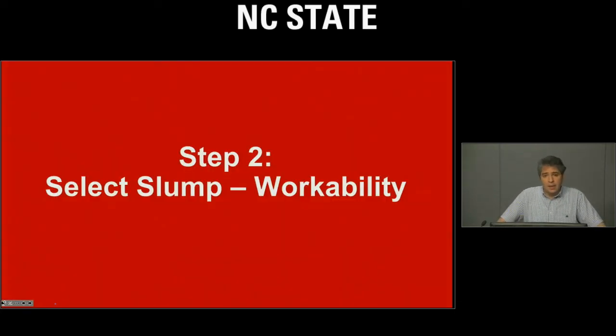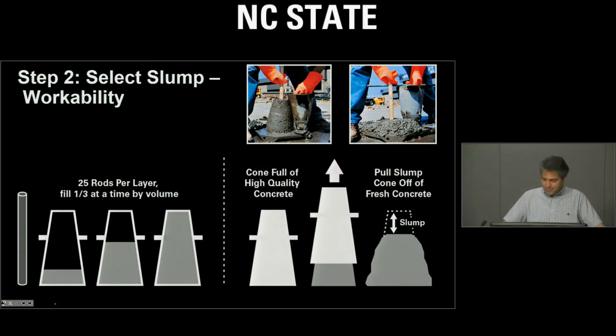Now let's go to step number 2. The step number 2 is selecting the slump, which we use as a measure of workability of the mixture. So what is a slump? Let me describe how the slump is actually measured. There is a specific cone for slump measurement that looks like the one that's shown in the picture, and you will use this in the laboratory.